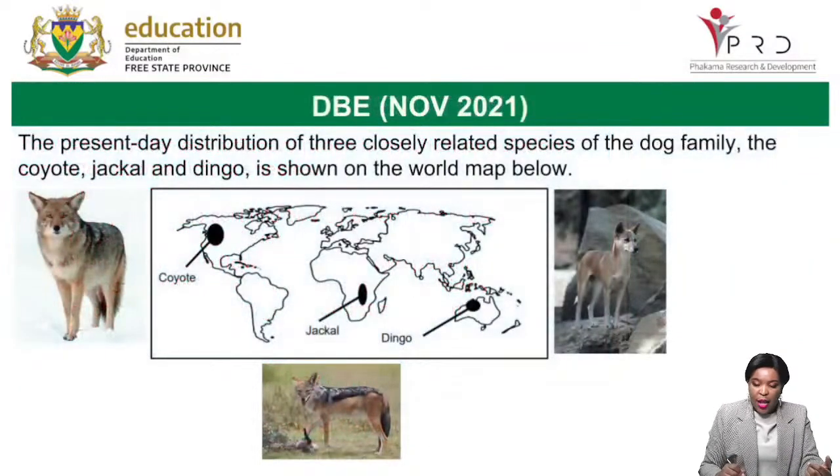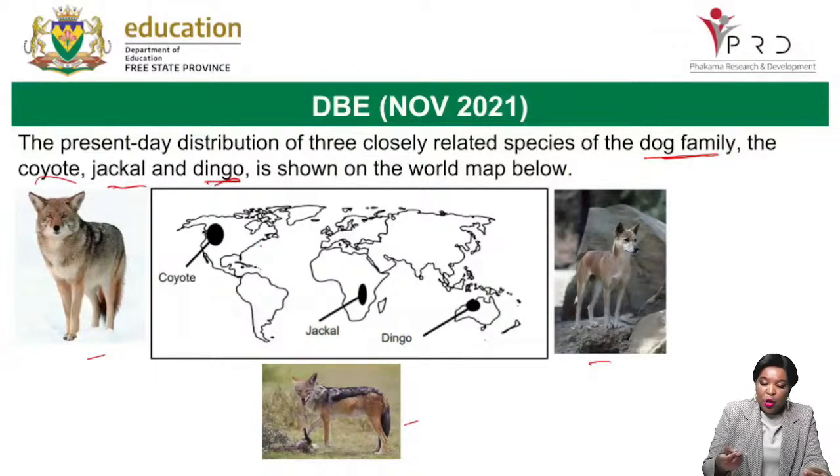Right, moving on. This is an example of the dog family that is found in the different regions as stated here. We have the jackal, the dingo, and the coyote. These are the three different species of the dog family. But because of speciation, because of a geographical barrier, the ocean here or continental drift, you can see that they have evolved to become different species.